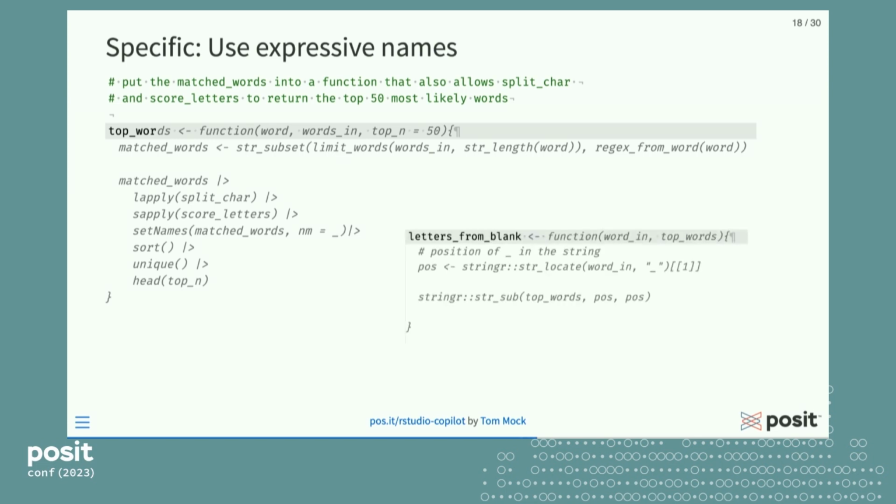And then without any comments, I can say, well, give me just the letters from the blank. And it gives me a 5-line function to get that out. So again, as you build up your script and as you add more context into Copilot, it will give you a better output.